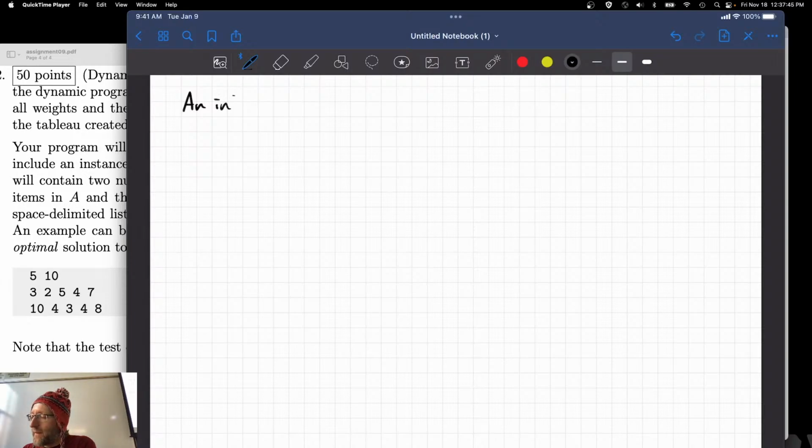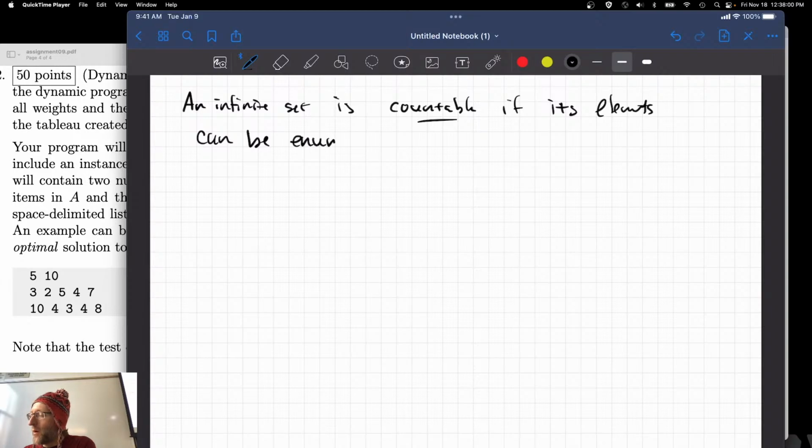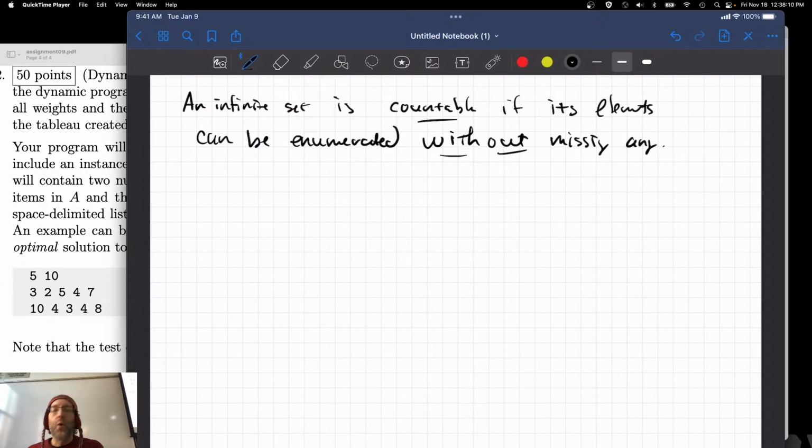An infinite set is countable if its elements can be enumerated, enumerated without missing any. For example, N is clearly countable. The natural numbers: 0, 1, 2, 3, ... I can enumerate them. I can put them into an order, and I'm not going to miss any of them. Suppose that I missed one, 1 billion. No, it's at the 1 billion and first place. I'm not going to miss anybody.